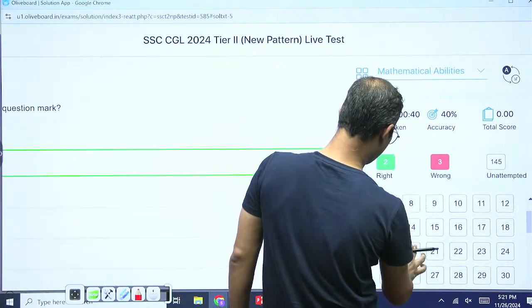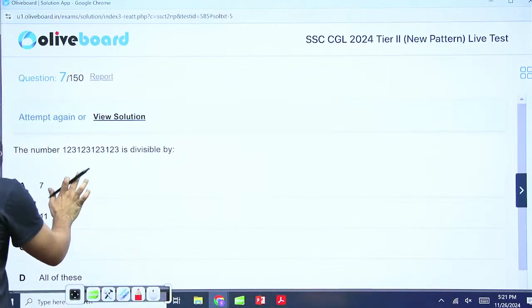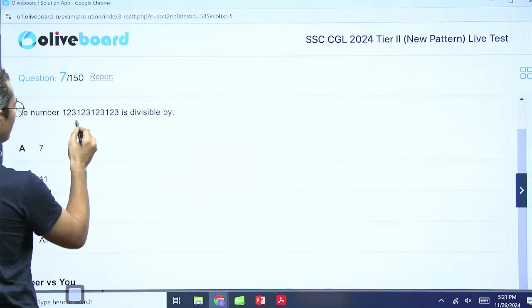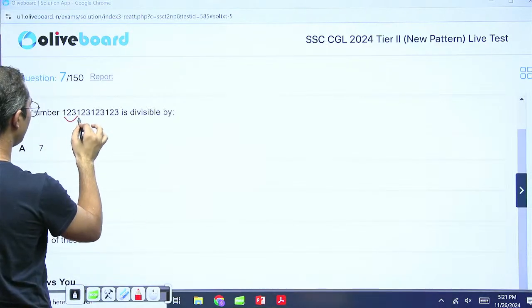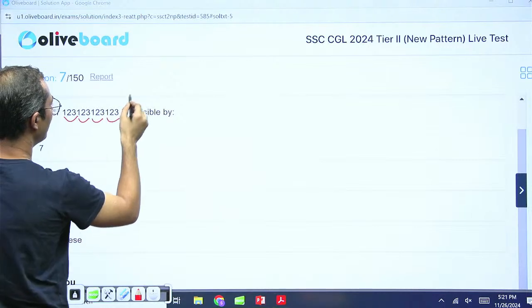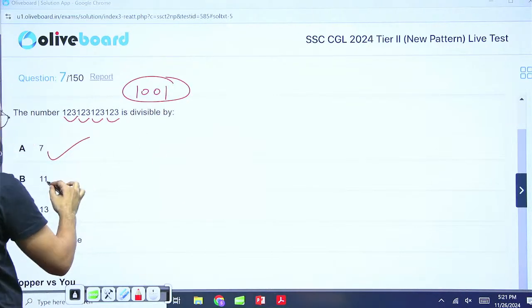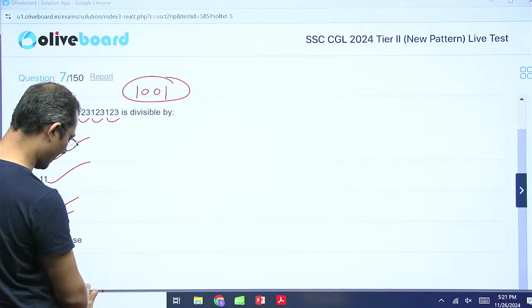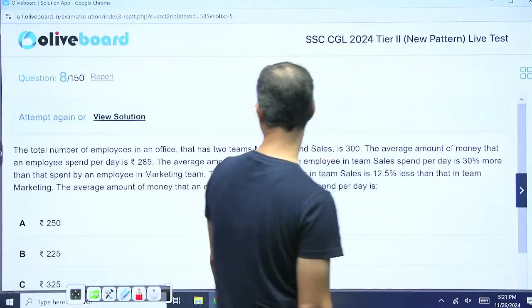Tell me what is the answer for the next question. Question number 7. Whenever you see 1 2 3 1 2 3, there is a repetition of 1 2 3 1 2 3 1 2 3 1 2 3, so this number is going to be divisible by 1001, right? So divisible by all, so D part is the right answer. Again, very easy question, no need for any discussion.